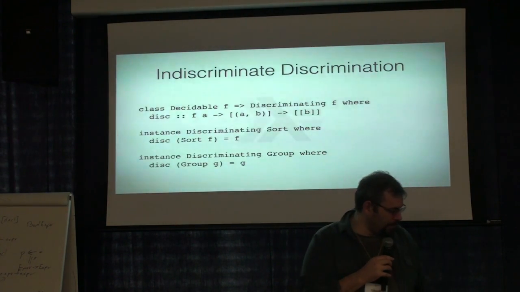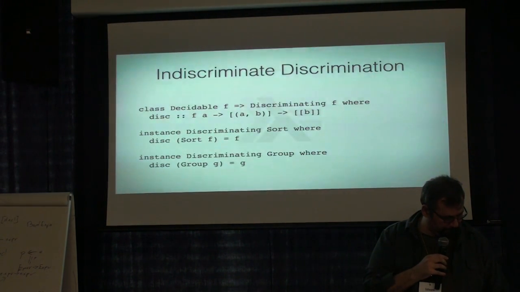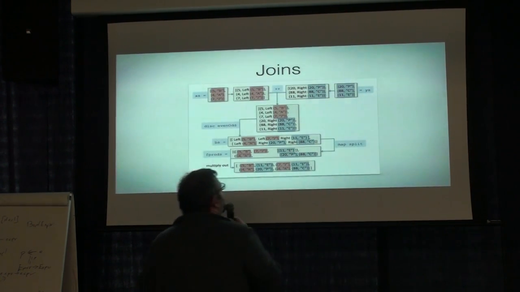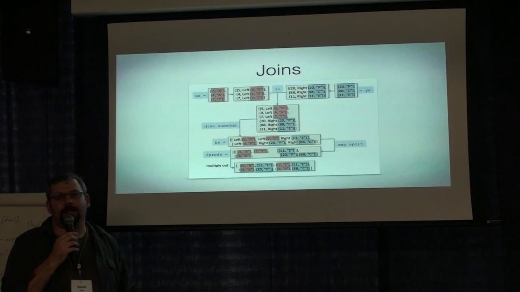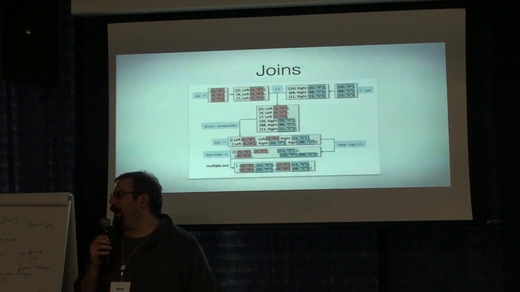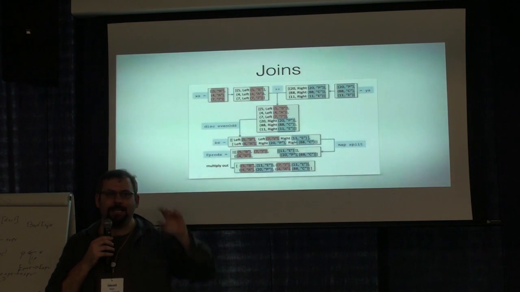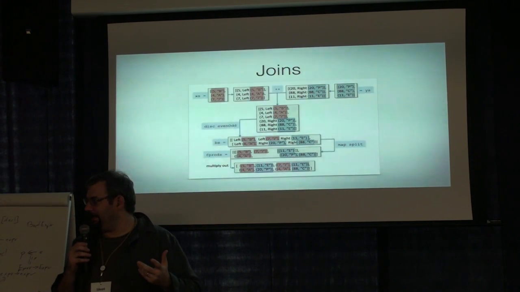Okay? So let's do a join. This I've stolen from Fritz. And what we're going to do is we're going to join on whether or not our values are even or odd, just to make it interesting. So it's not actually joining on the integer. We're going to just join on the evenness or the oddness of the integer.